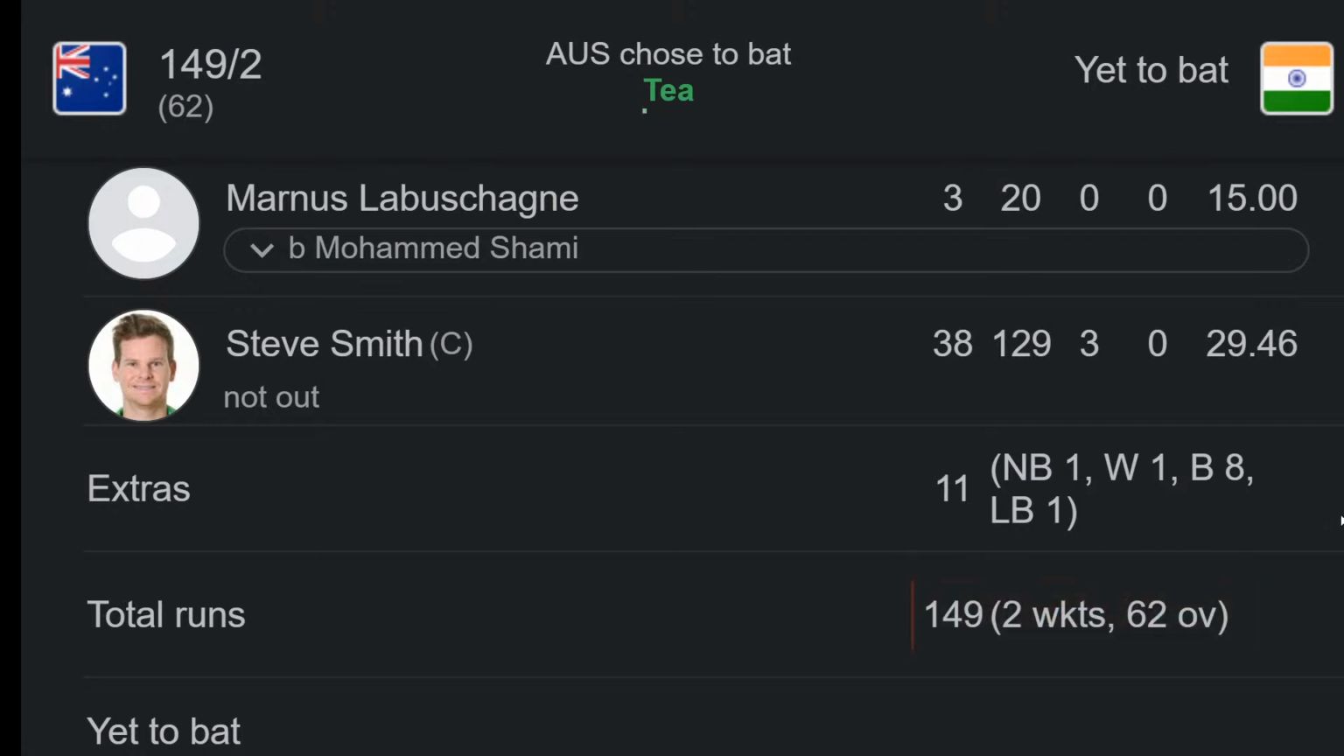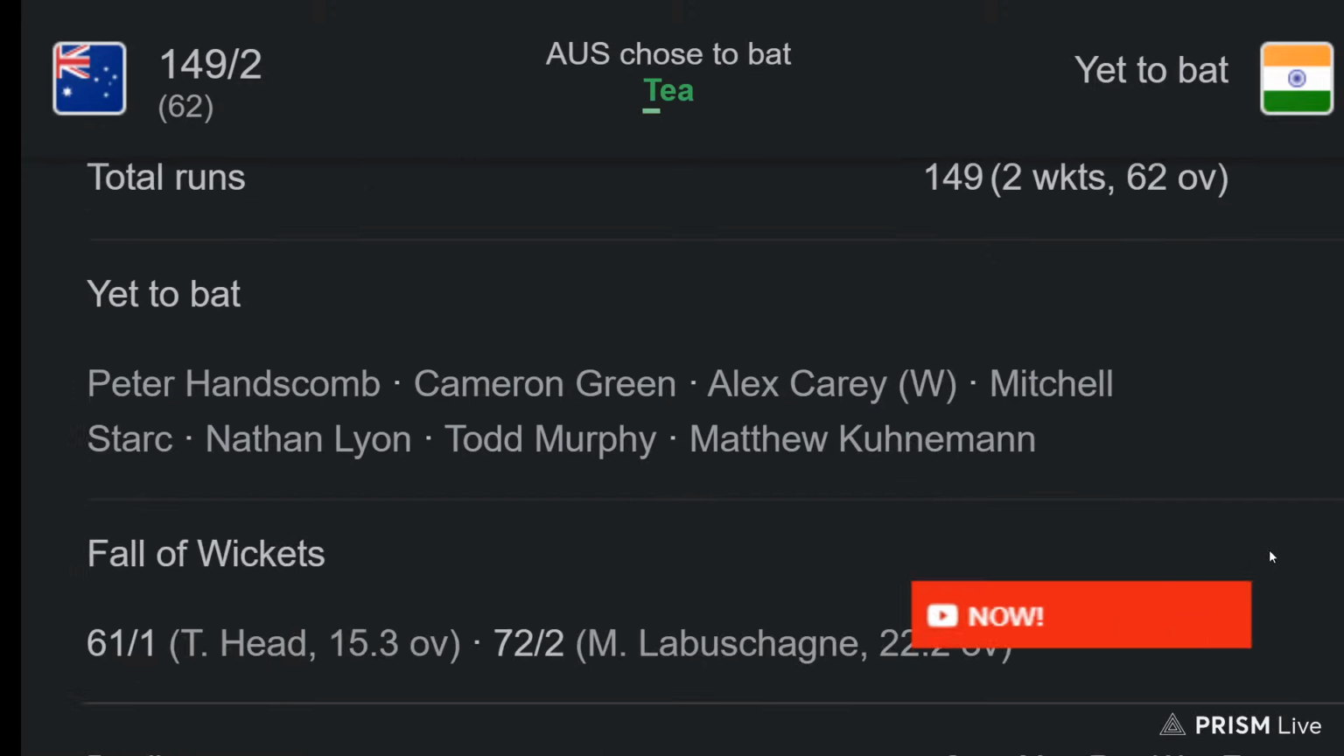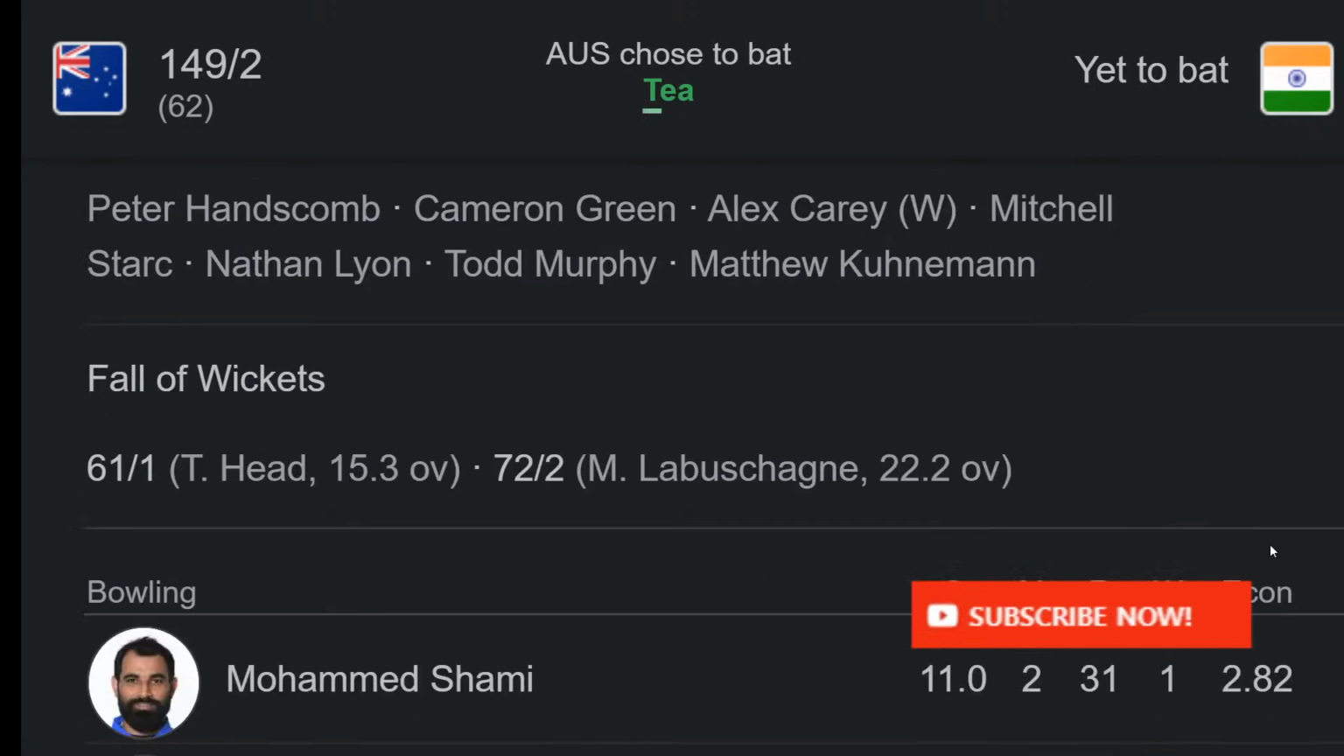Extras 11: no ball 1, wide 1, bye 8 and leg bye 1. Total runs 149, for the loss of 2 wickets in 62 overs. Yet to bat: Peter Handscomb, Cameron Green, Alex Carey, wicketkeeper, Mitchell Starc, Nathan Lyon, Todd Murphy, and Matthew Kuhnemann. Fall of wickets.